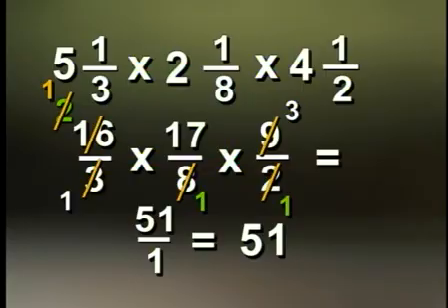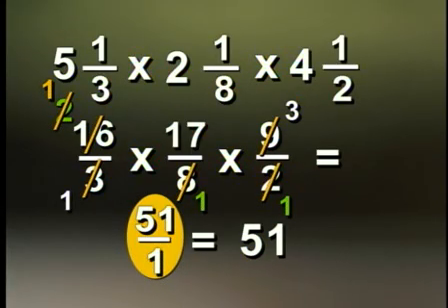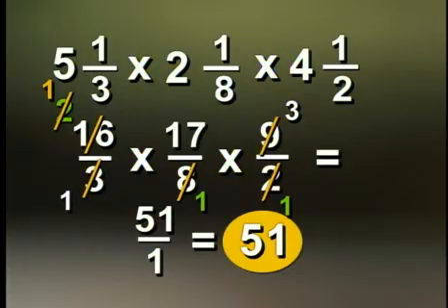And ultimately, what we get is 51 over 1. Now, of course, that's an improper fraction, but really easy to simplify. That just says 51 ones. Well, that's 51. And the whole number, of course, is 51.